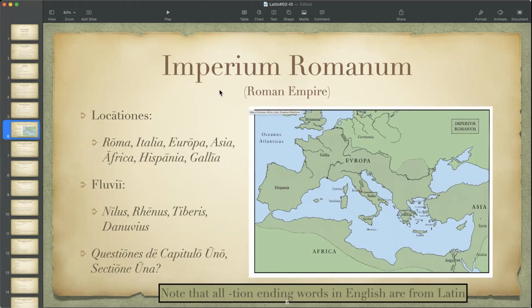You'll find that while word order is flexible, the Latin tends to put the words in a certain order because it tends to roll off the tongue better. And we'll talk about that in the future.